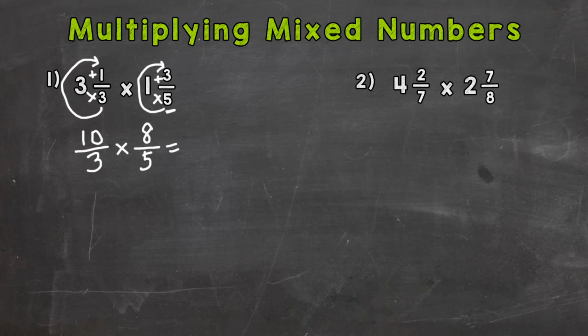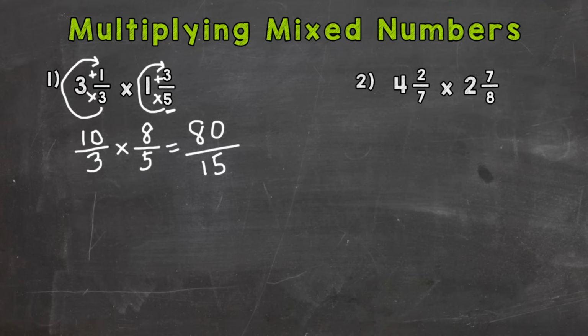Now we have a numerator and denominator for both of those mixed numbers. These improper fractions hold the same value as those mixed numbers, it's just a different form. Now we can multiply straight across to get our solution. So 10 times 8 is 80. 3 times 5 is 15.